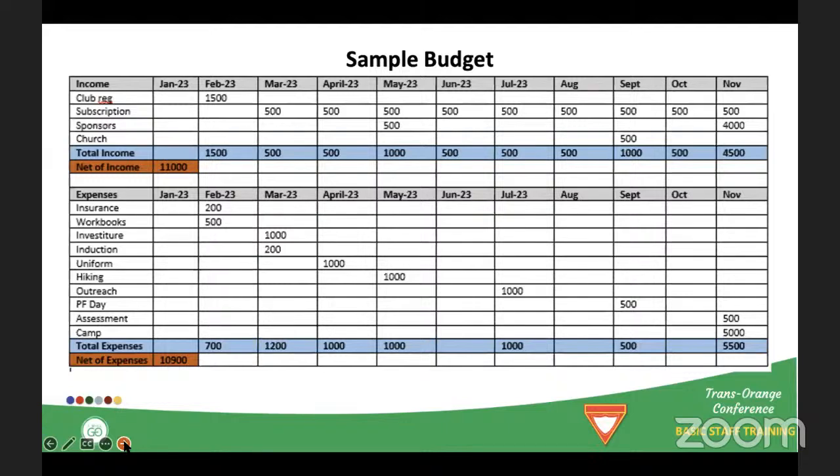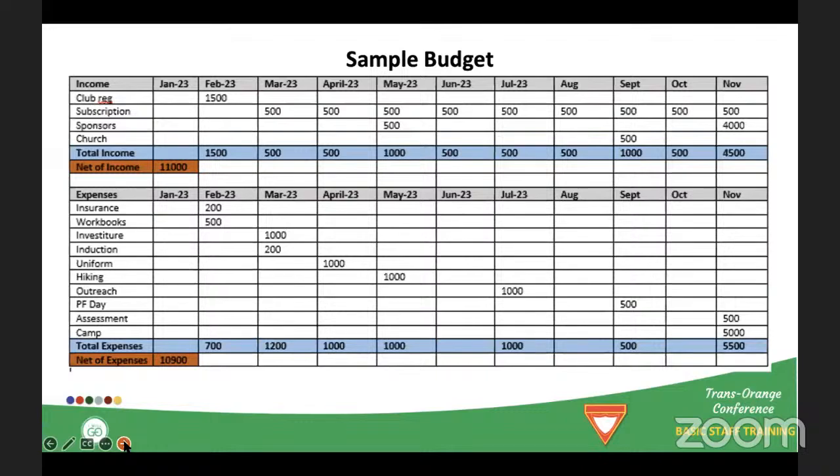There is a sample budget. We have got your income on the first column. You have got club registration. You have got subscriptions. You have got sponsors. You have got the church. And if you check on the next slide, there is January, and probably in January there might not be anything, considering that maybe you would have told your parents that we need registration by month end of January, and then it comes through your subscriptions, your registrations, they come in February. There you are. You have collected your subscriptions.